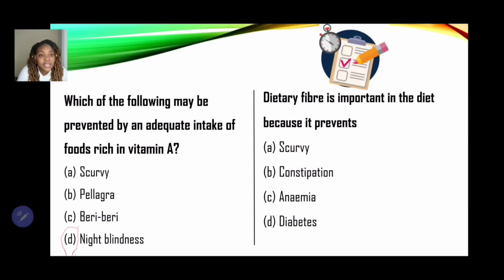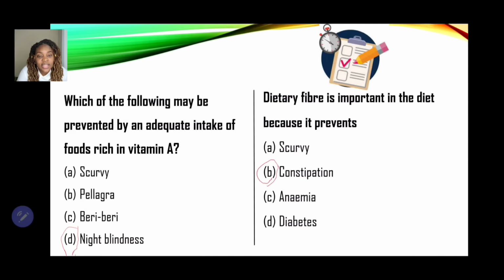Now, next question. Dietary fiber is important in the diet because it prevents A, scurvy, B, constipation, C, anemia, D, diabetes. Now, the correct answer here is constipation. Another name for dietary fiber is roughage, right? And it helps to regulate bowel movements, all right?